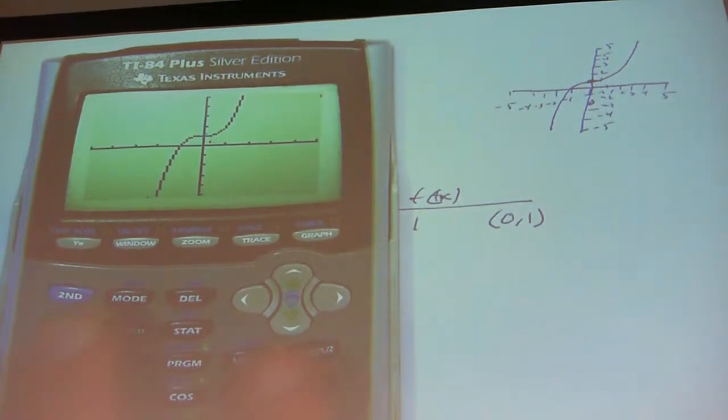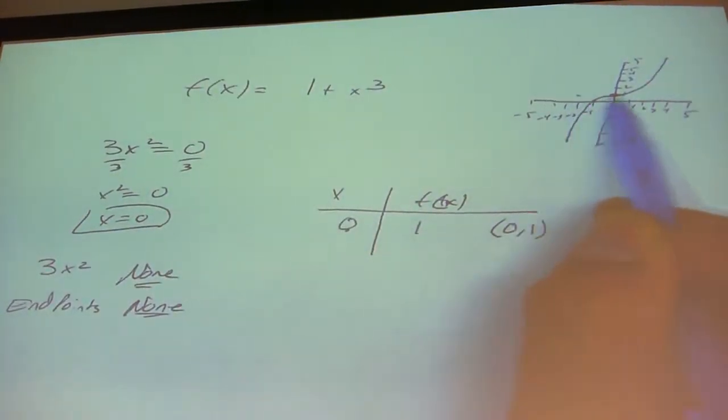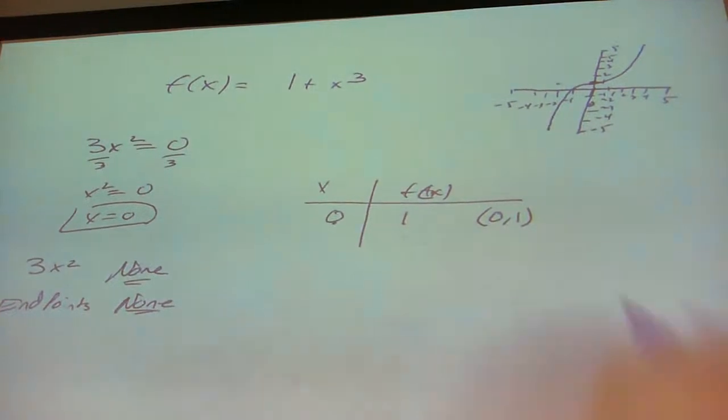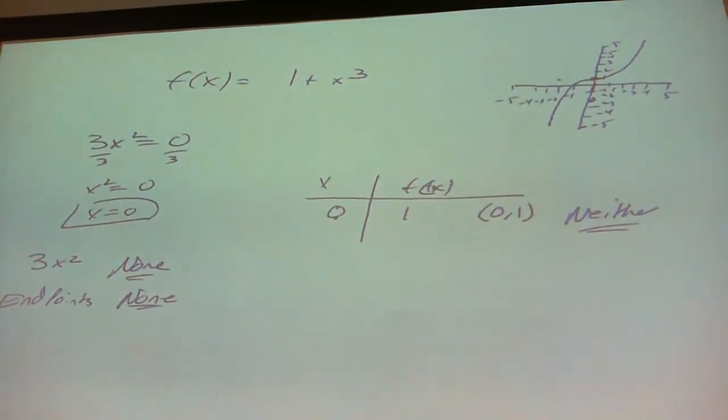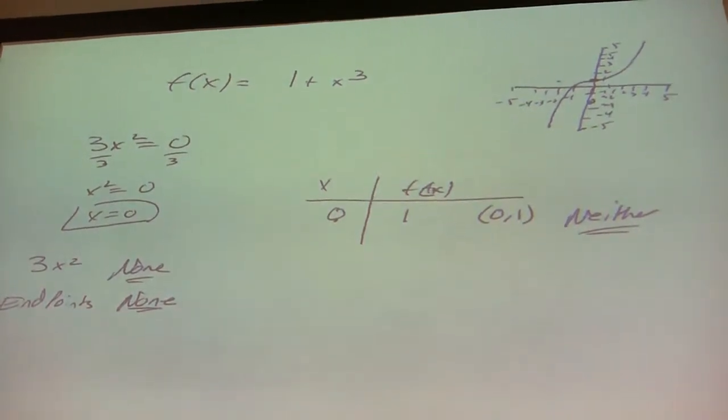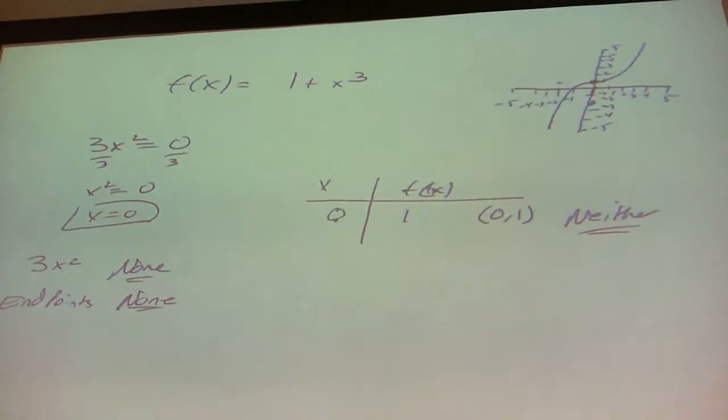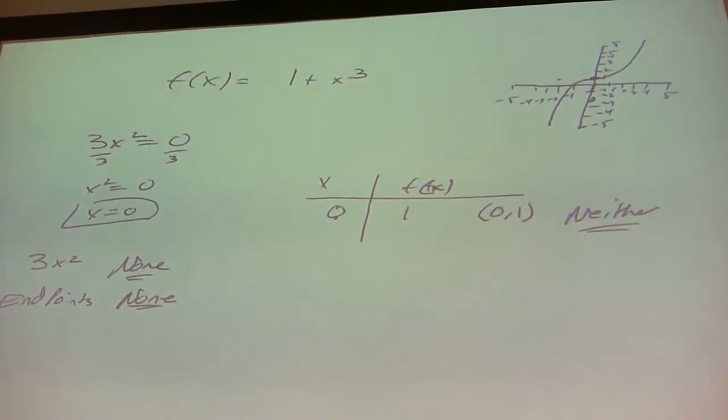So it still gives us a horizontal slope. It's just not a max or a min. So this is neither. This is neither max nor min. It's no guarantee. That's why you have to verify it by the picture or verify it by that. It's going to have a horizontal slope, but it doesn't mean it's going to be a max or a min.